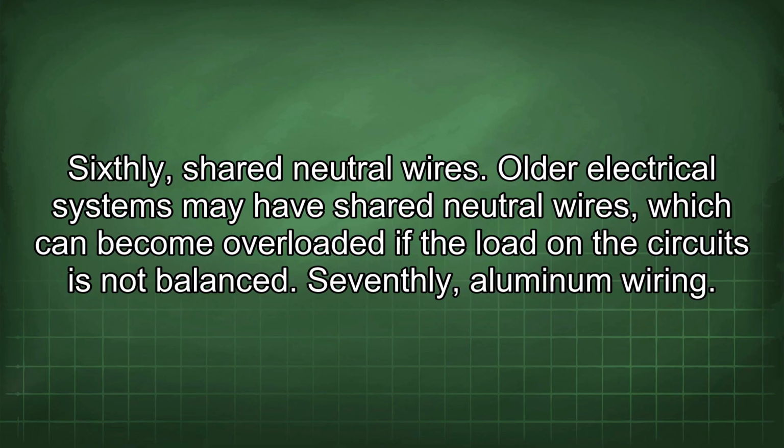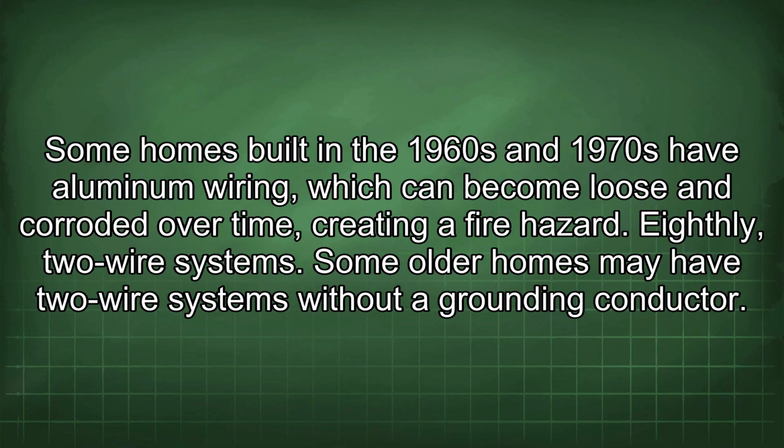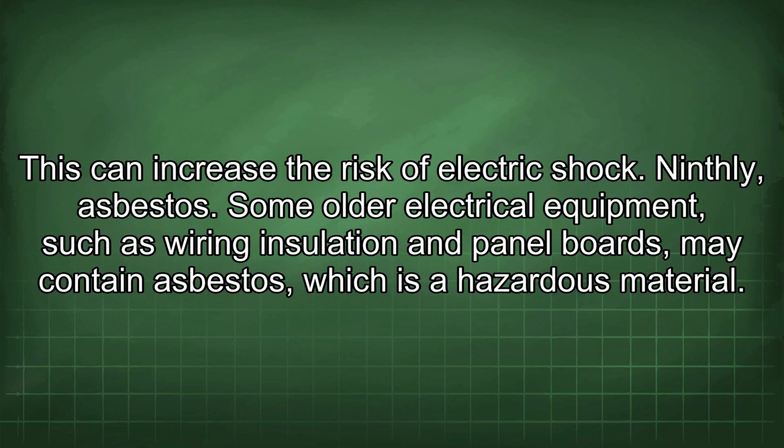Seventhly, aluminum wiring. Some homes built in the 1960s and 1970s have aluminum wiring, which can become loose and corroded over time, creating a fire hazard. Eighthly, two-wire systems. Some older homes may have two-wire systems without a grounding conductor. This can increase the risk of electric shock.